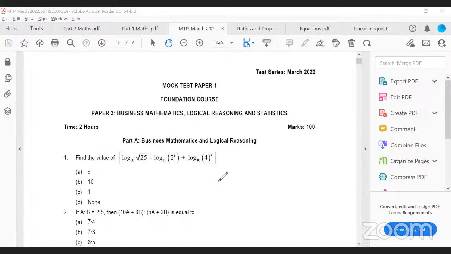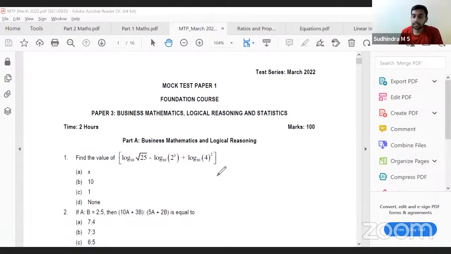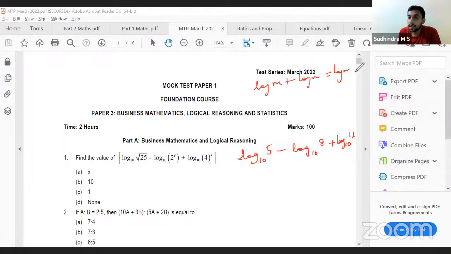We get 1. How did we get this? Root of 25 is 5. Correct? So we get log 5 to the base 10 minus log 8 to the base 10 plus log 16 to the base 10. Now we know log m plus log n is log mn. And we know log m minus log n is log m divided by n. So applying those two principles, it is log 5 into 16 divided by 8 to the base 10, because log 5 plus log 16 would be log 5 into 16. Log 5 minus log 8 would be log 5 divided by 8.